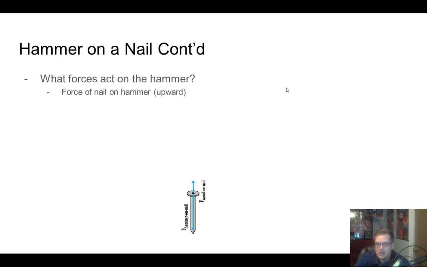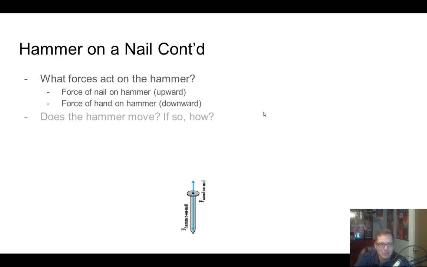So the force of the nail on the hammer is also happening. The force of the hand on the hammer is also going on. And then what's happening? So we've got our hammer. So I'll just sketch this out again real quick. So we got our hammer.